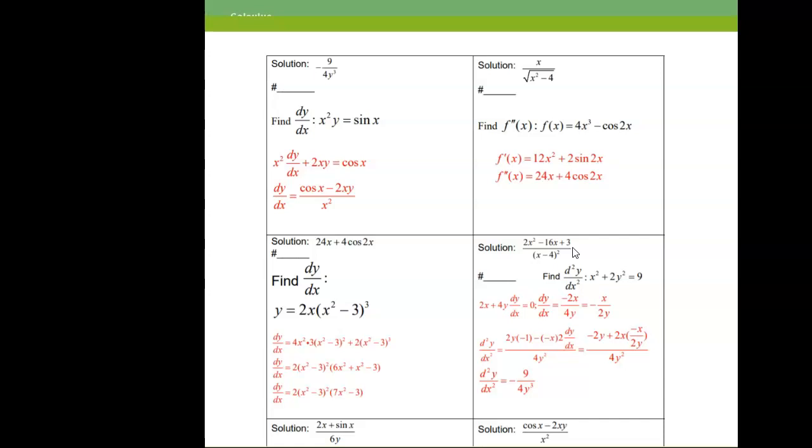Hopefully, so far, all of this has been pretty easy for you. There will be questions like most of these tomorrow. Finding second derivatives, using implicit, finding trig.